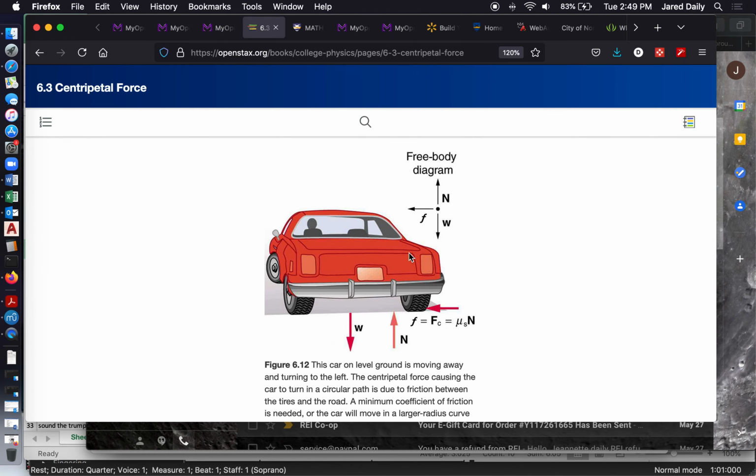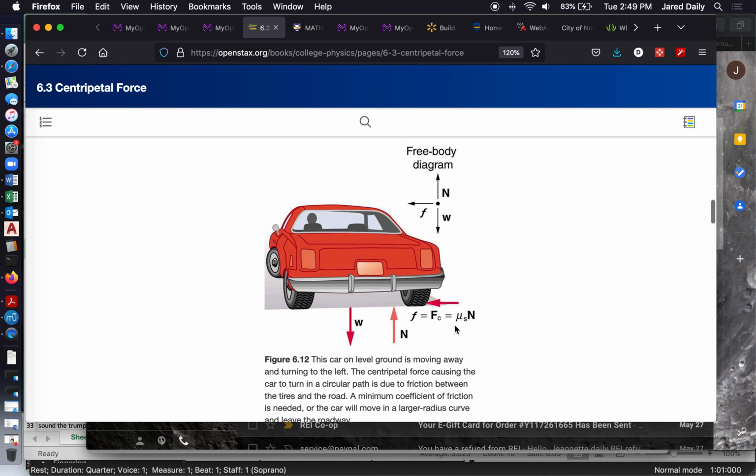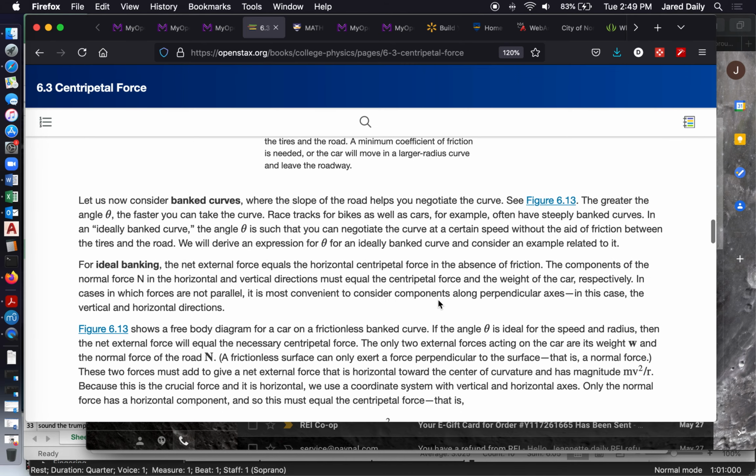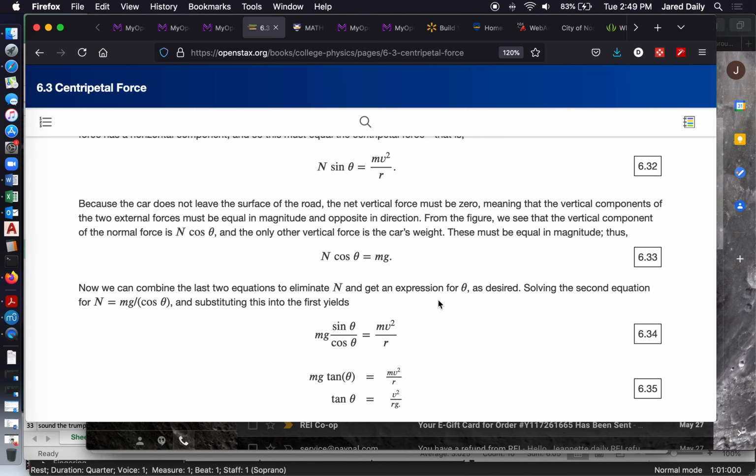And this is what that free body diagram would look like for the car turning on a flat curve. You have the weight of the car down, which equals the normal force up on this horizontal surface, and that means your static friction is mu s times n, which is mu s times w, essentially. And then that has to equal the centripetal force right there, which is equal to mass times the centripetal acceleration, and that's how they get there.